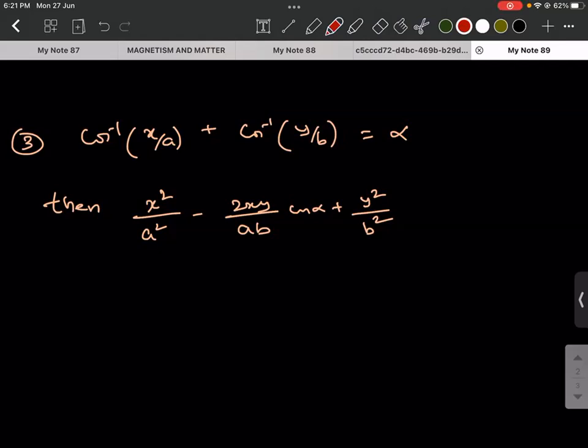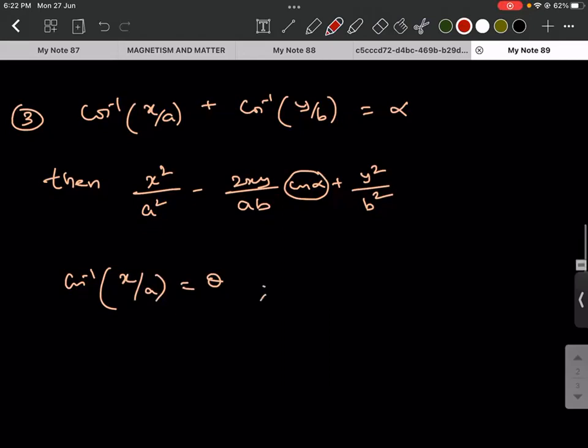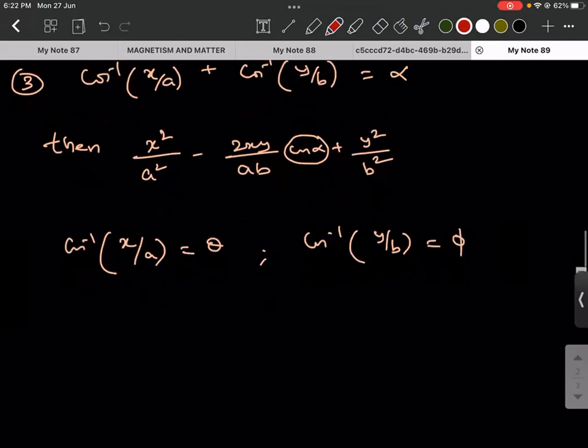So what I can think of is, see, I'm having cos alpha. Listen to this point carefully. I'm having cos alpha, but cos inverse of x by a is gone and cos inverse of y by b is also gone. So I'm getting an idea: if I take cos inverse of x by a as theta, and cos inverse of y by b as phi, then theta plus phi is equal to alpha.